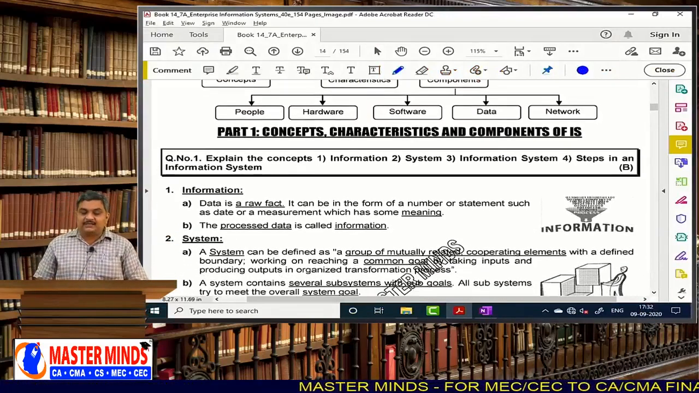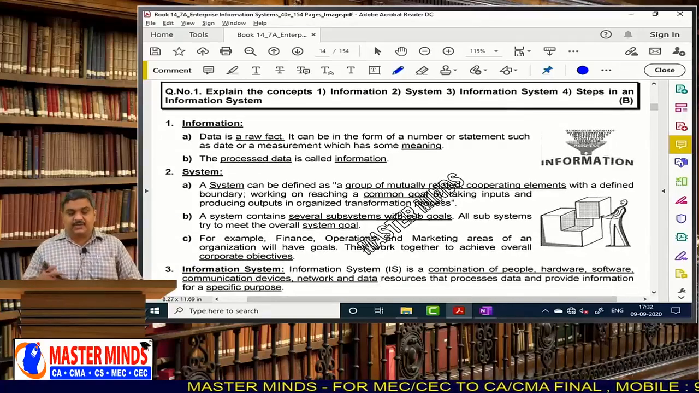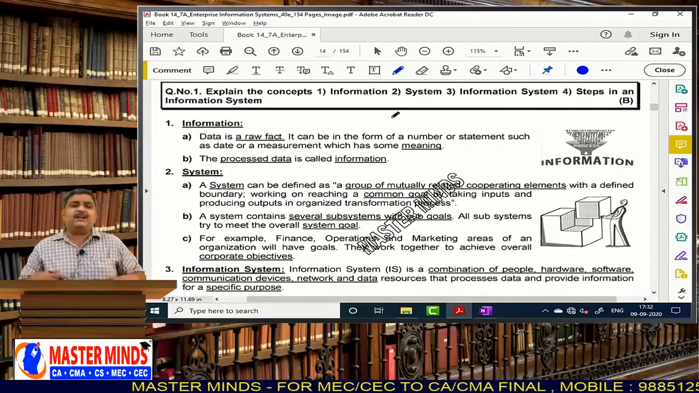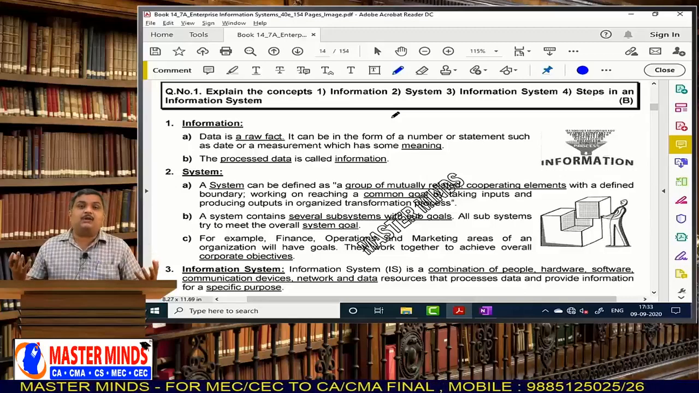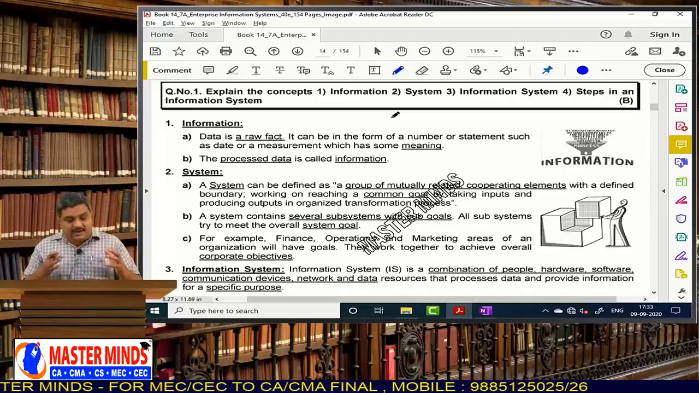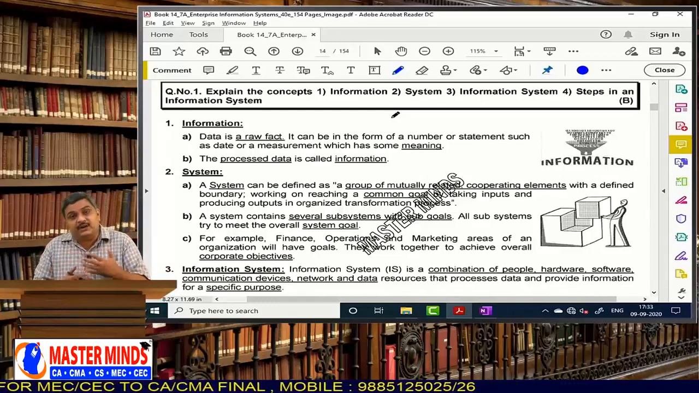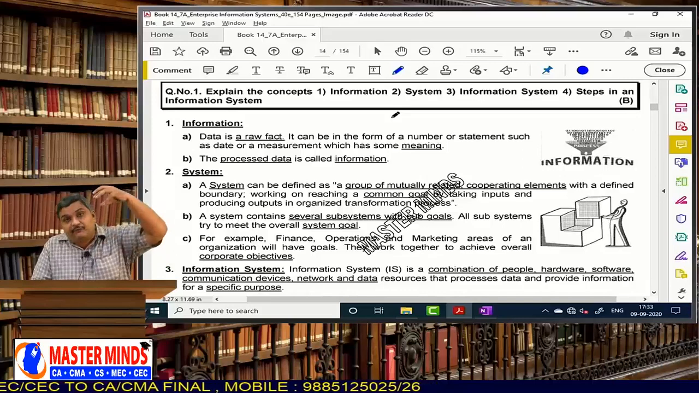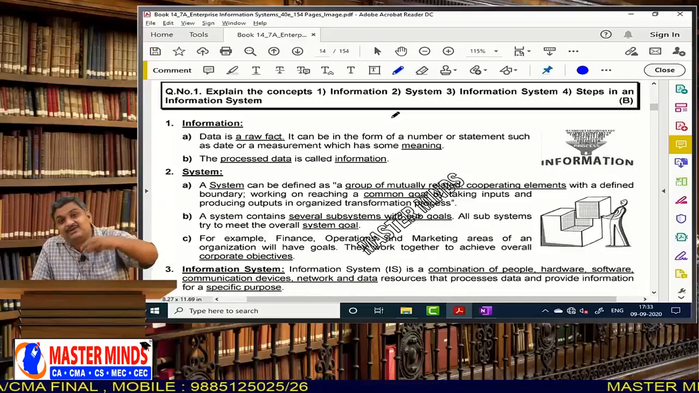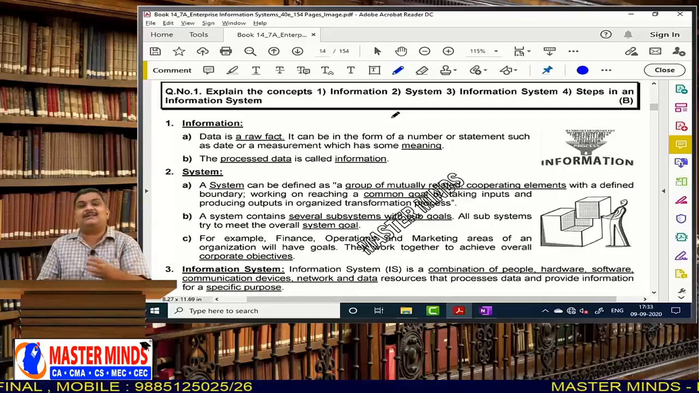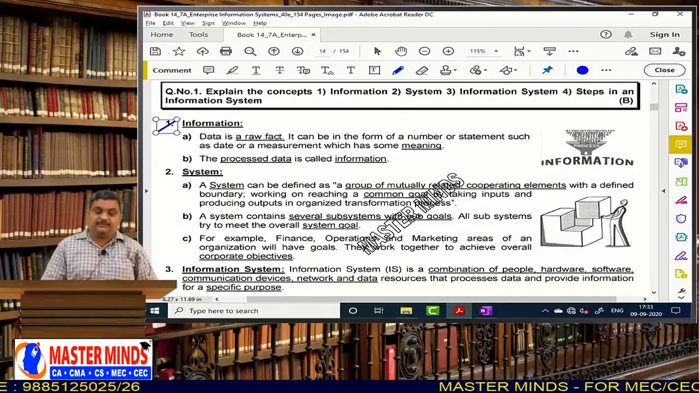Now, what is given here? Data is a raw fact. It can be in the form of a number or statement such as a date or measurement which has some meaning. Data can be anything. You can collect anything about anyone, and all of that is considered data. Now, if you process the data and make it more useful, if you put the data in a particular format, then that is called information. Data put in a format is information. And we have seen the definition of information.